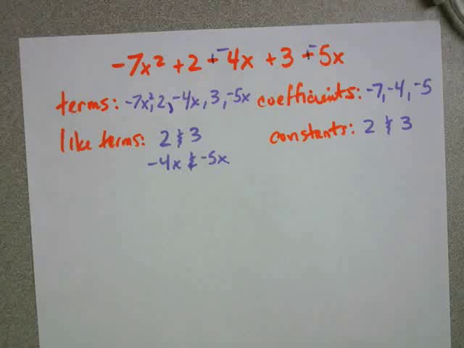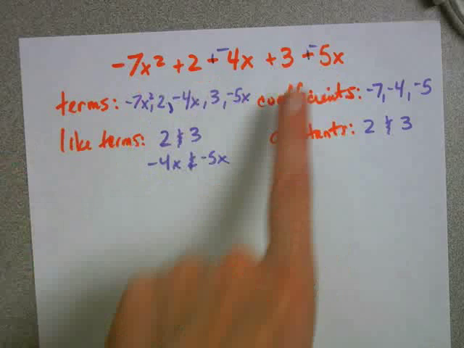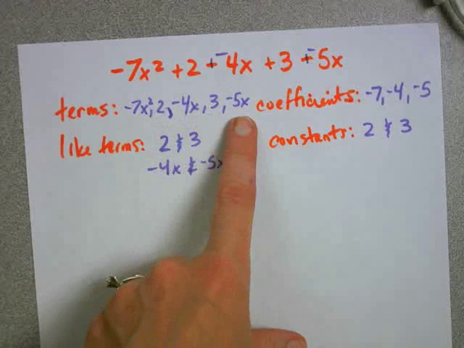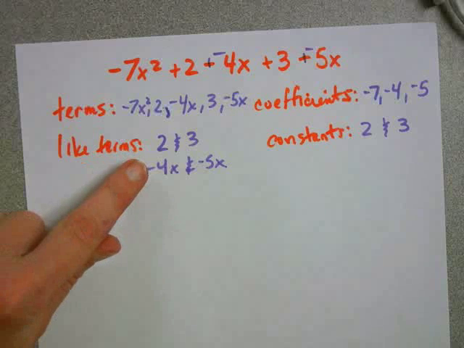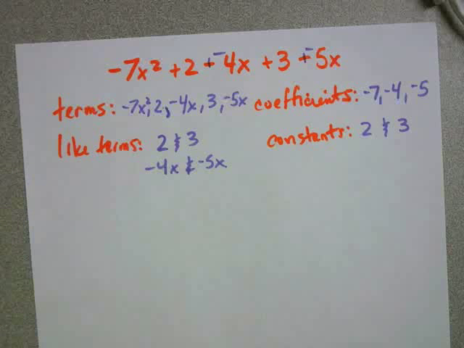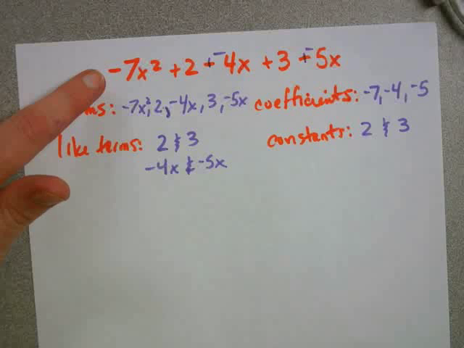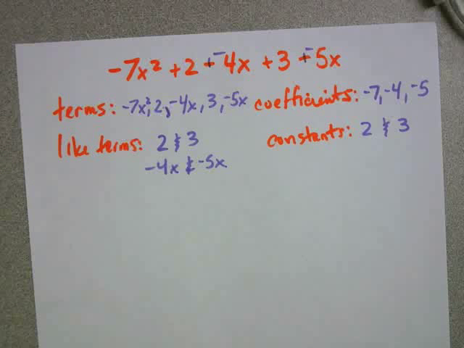Okay, so here's what we got. The terms are all of them. Did you add your negatives so that it was a negative 4x and a negative 5x, and you just list them out separated by commas? The like terms, there were just two sets: 2 and 3 are like terms, and negative 4x and negative 5x are like terms. Negative 7x squared is not like anything because x squared is different than x. You can't put them together.